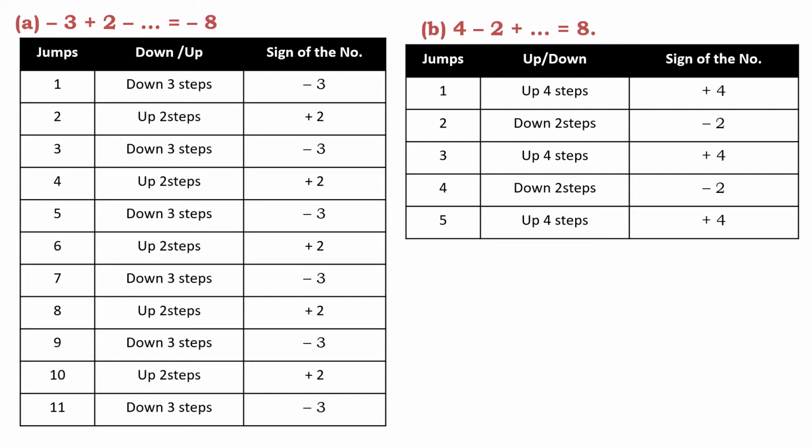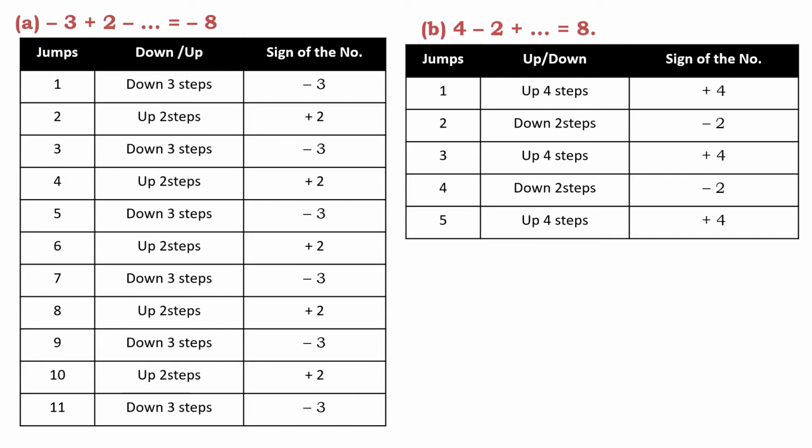Total jumps: 11 jumps. Down means negative, up means positive. Down 3 steps means -3, up 2 steps means +2, similarly in B. Same, up means positive, down means negative, that is +4 -2 +4 -2 +4. Same as in A: -3 +2 -3 +2 -3 +2.